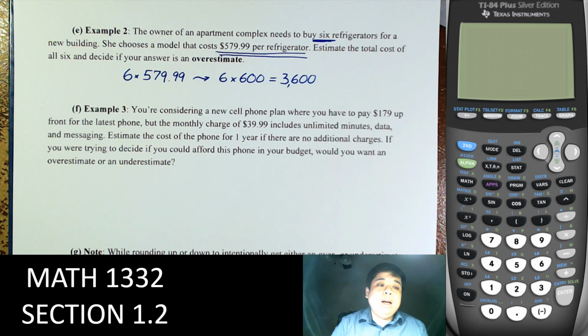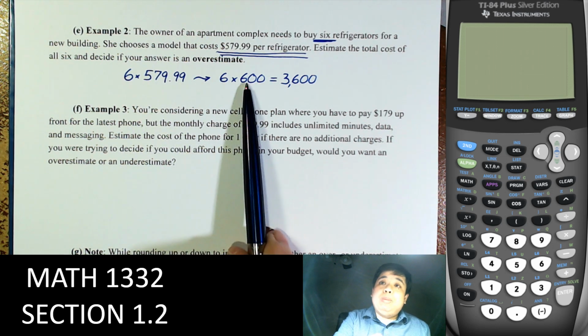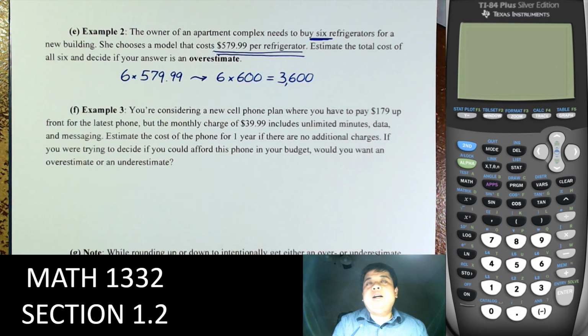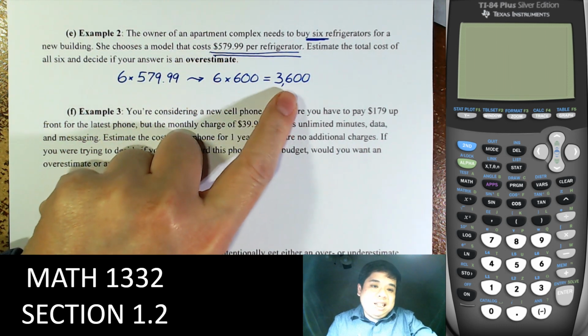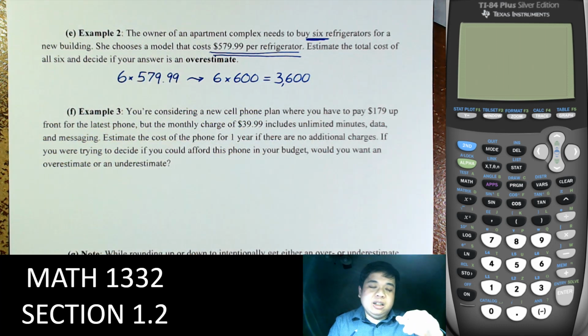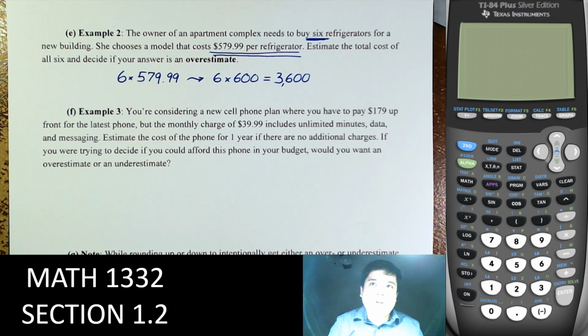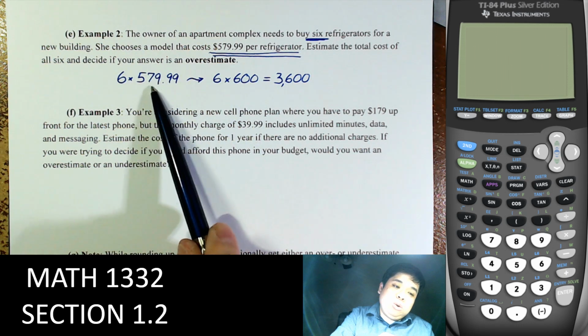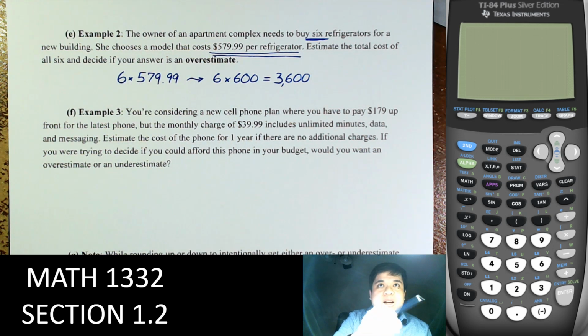Now, is this an overestimate? And the answer is yes, because that number was rounded up to a bigger number. We know the result is actually going to be smaller than this number. This number is going to be the high end, a little more than the actual number, because we chose a bigger number to estimate, therefore it is an overestimate.